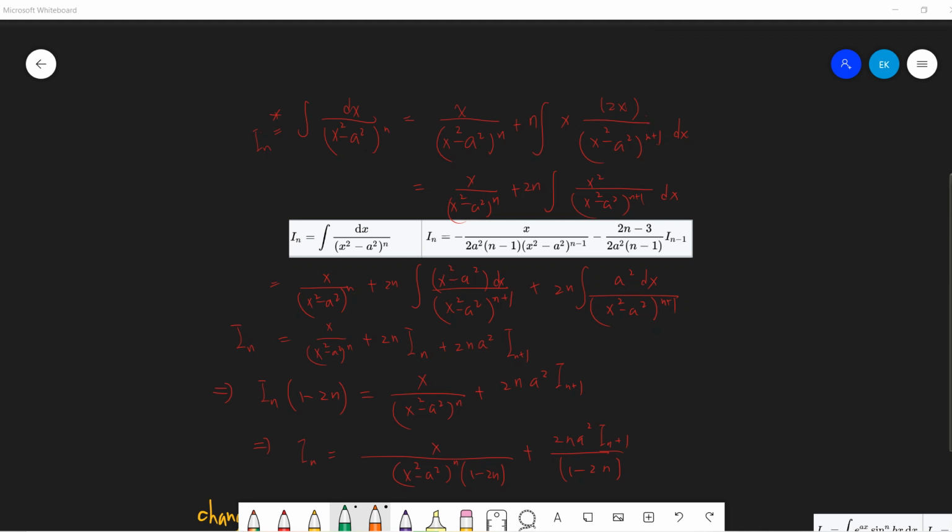Okay, guys. So today we are proving the integral of dx divided by x squared minus a squared to the power n, and we do the integral, and hopefully we get the reduction formula. Oh, so this is the reduction formula.